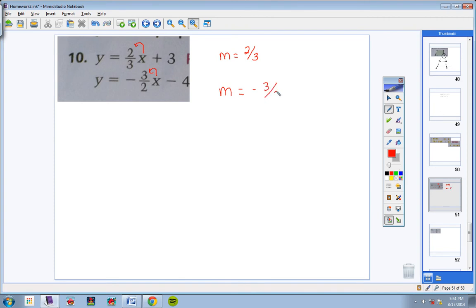Negative 3/2, excuse me. And so we know they have to have identical slopes. However, they might be perpendicular. There's two things that must take place for these two lines to be perpendicular. First of all, the slopes must have opposite signs, and they do. Secondly, the slopes must be reciprocals of each other, and they are. The reciprocal of 2/3 is 3/2, or you could say the reciprocal of 3/2 is 2/3. So these two lines are perpendicular.